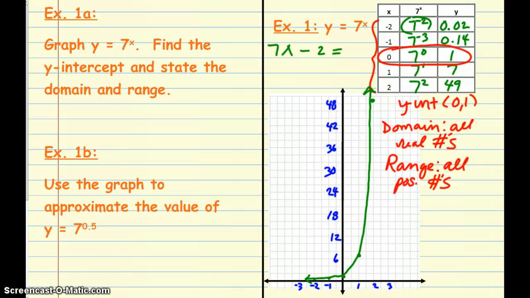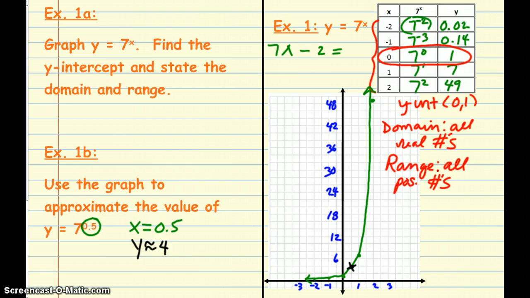Now, the next thing to do with this graph is we're going to use it to find the approximate value of 7 to the 0.5 power. So what do we need to do here? We're going to take a look at the 0.5. That means x is 0.5. So on our graph, we're going to go over to 0.5 on the x-axis and then go up to the graph to find our approximate value. So 0.5 up to there. And I would say the approximate value when x is 0.5 is 4. So y is approximately 4.